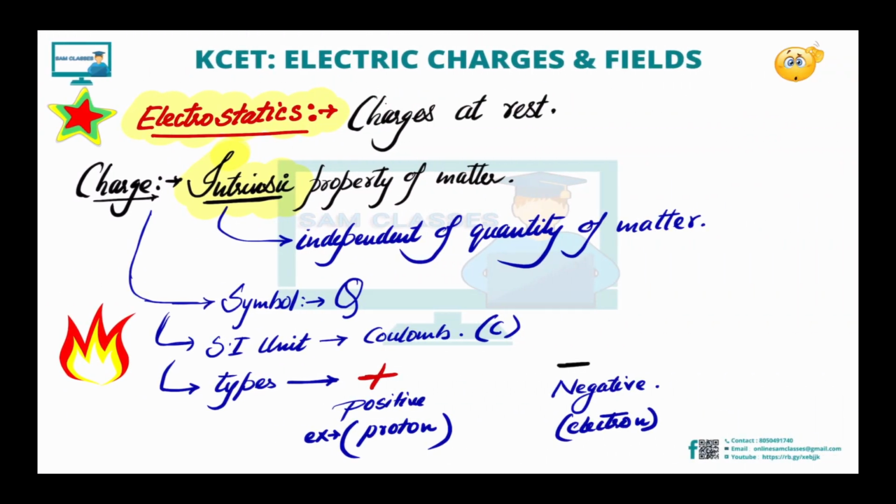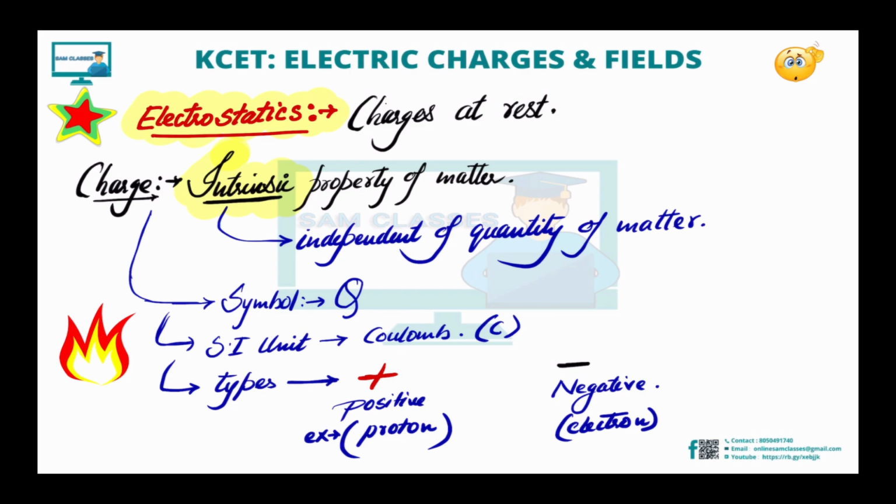The chapter is electrostatics. What does it mean? It means charges at rest. Now, what is a charge? The first basic question that comes up in our mind is, what is the charge? Charge is an intrinsic property of matter. What do you mean by intrinsic property of matter? Intrinsic means anything which is independent of the quantity of matter. Whether you take 1 gram of matter or a very big quantity of matter, this property will always be there. It doesn't depend on the size or quantity of the matter.